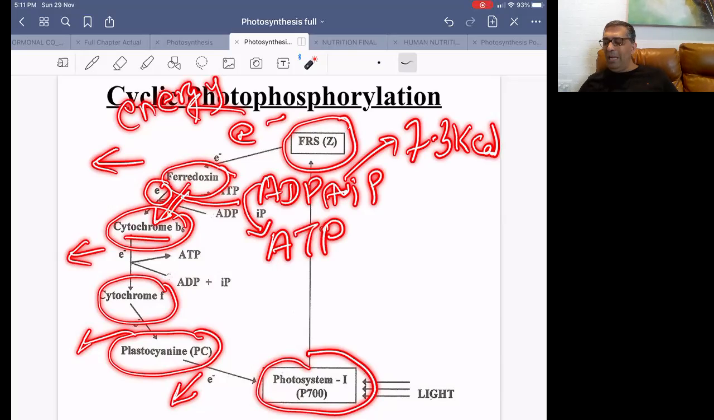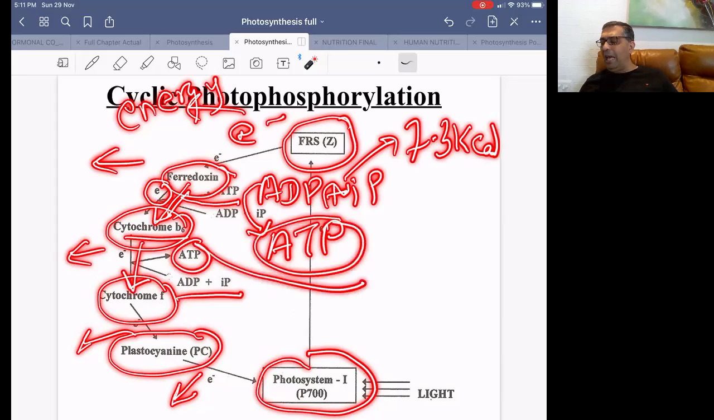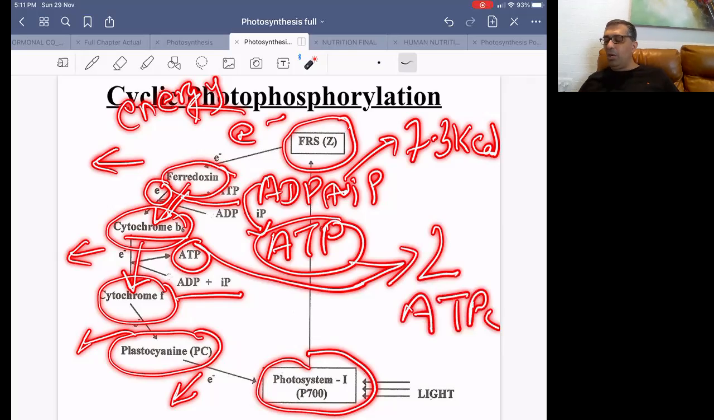From cytochrome B6 to cytochrome F, again ADP and Pi trap in between them energy to form a molecule of ATP. Hence, two ATPs are formed in cyclic photophosphorylation. Two ATPs are formed, that is between ferredoxin and cytochrome B6 and between cytochrome B6 and cytochrome F.